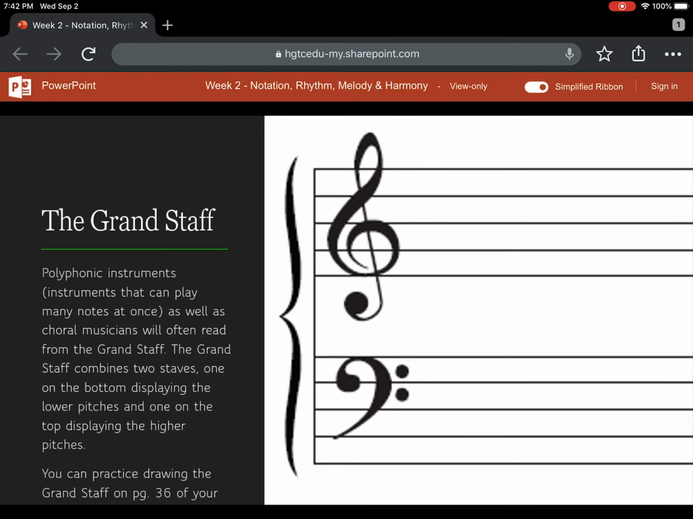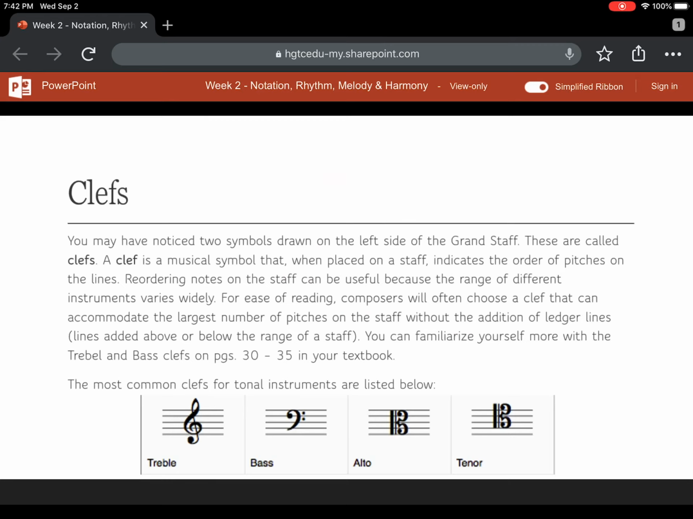Whereas for instruments, they don't have to rely on their ear as much as a choral musician. They just know if they hit the right key or press the right button or put their finger in the right spot, it will play the right note. The grand staff combines 2 staves, one on the top and one on the bottom, and as we said, the bottom one is the lower pitches and the top one is the higher pitches. Yeah, and you can practice drawing the grand staff on page 36.